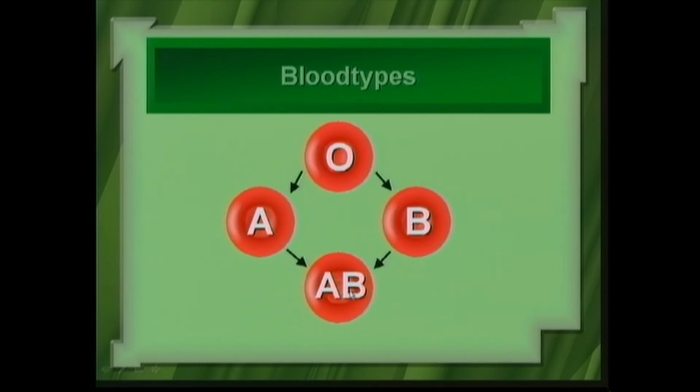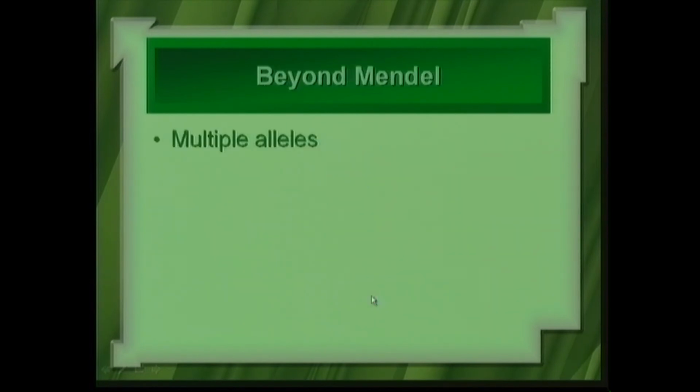Now, AB blood type used to be called the universal acceptor because it could accept blood, all things being equal, with the RH factor and everything being okay. Everybody could donate blood to this universal recipient. That's like in the old days.